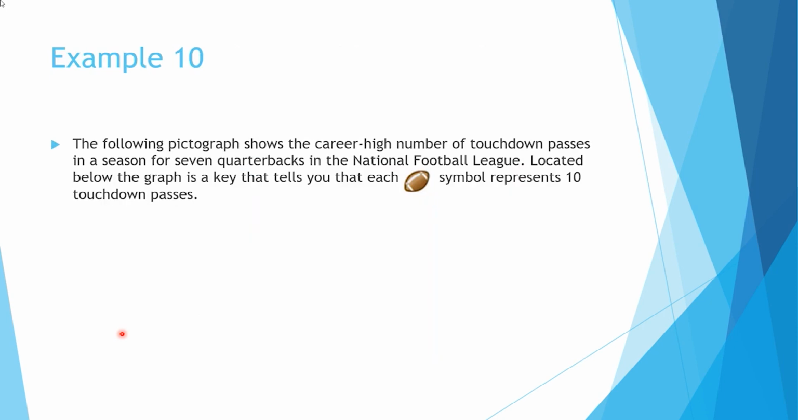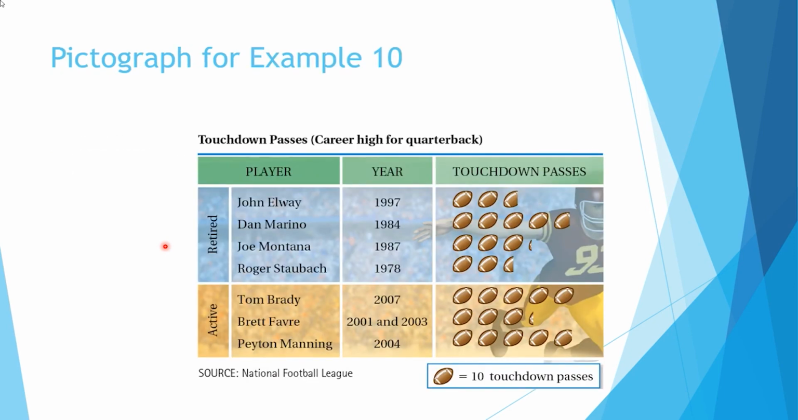All right, so here's an example of a pictograph. The following pictograph shows the career high number of touchdown passes in a season for 7 quarterbacks in the National Football League. Located below, I guess the next slide, is a key that tells you that each football symbol represents 10 touchdown passes. All right, so I might mispronounce the names.